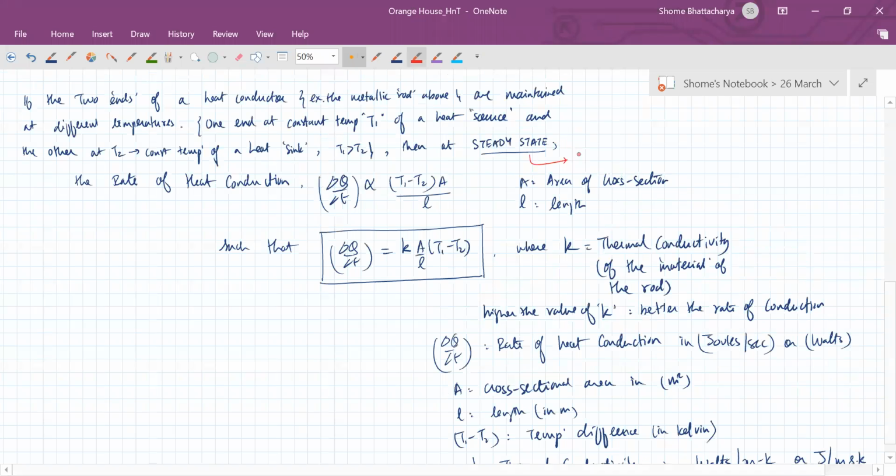Okay, now let's understand what is steady state. It is the state of the conductor when the rate of heat conduction is uniform at any cross section. So I'll explain in more detail what this means, but first note down this.